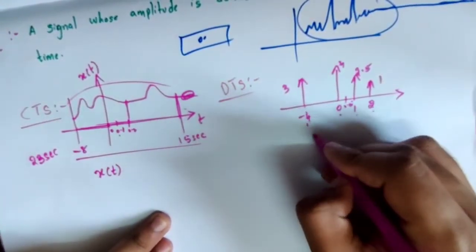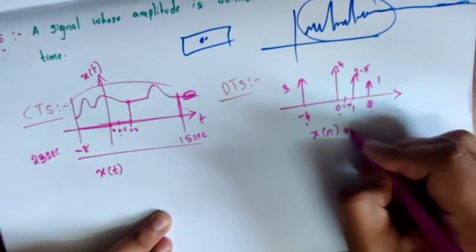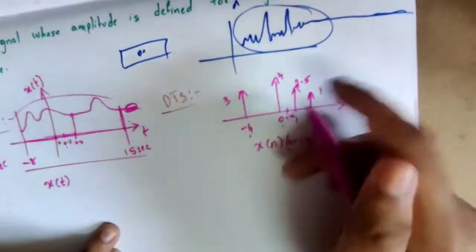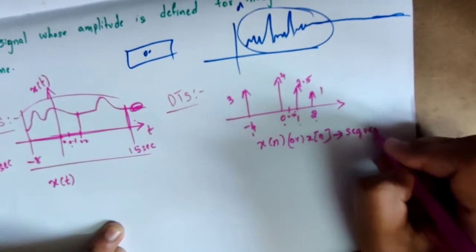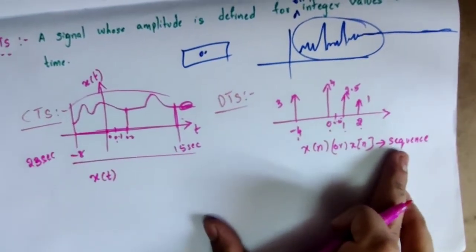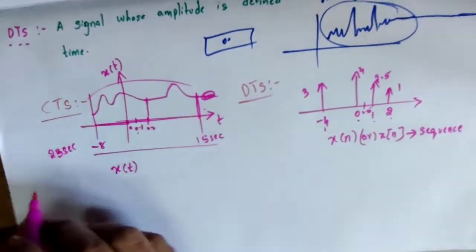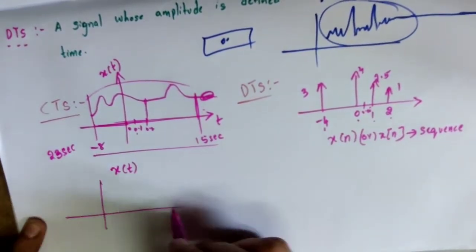Whereas the discrete time signal is denoted as x of n, or also as x of square bracket n. So discrete time signals are also known as sequences. Why it is known as a sequence, we will see within a short span of time. Now let me give you one more example.